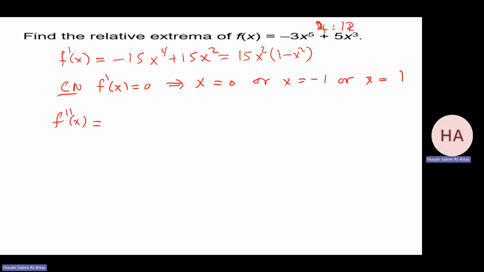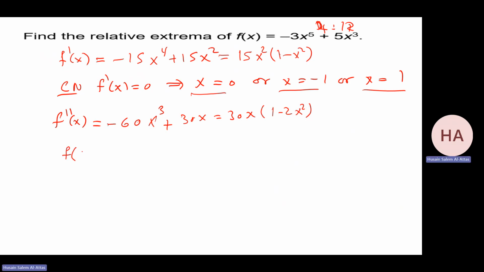F double prime would be what? Minus 60x cubed plus 30x. In other words, it's 30x times what? Times 1 minus 2x squared. Okay. Now if I check through f double prime, I check these points.